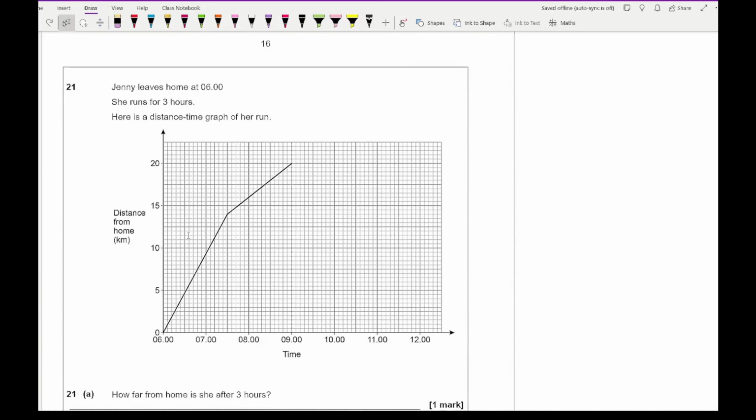Moving on to question 21, it says that Jenny leaves home at 06:00 hours. She runs for 3 hours. Here is a distance time graph of her run. For 21a, it says how far from home is she after the 3 hours. So here we're looking after the 3 hours. We want to look at the distance, so that is going to be 20.